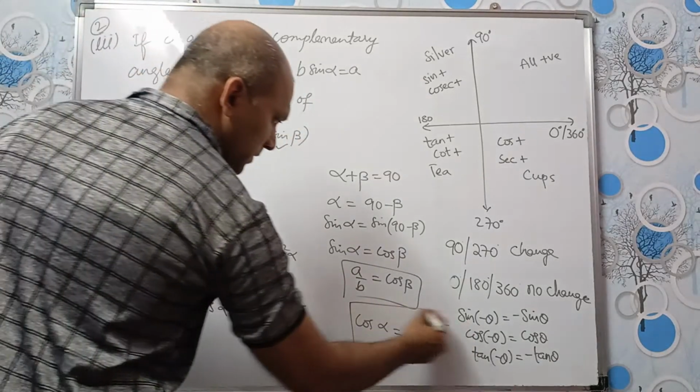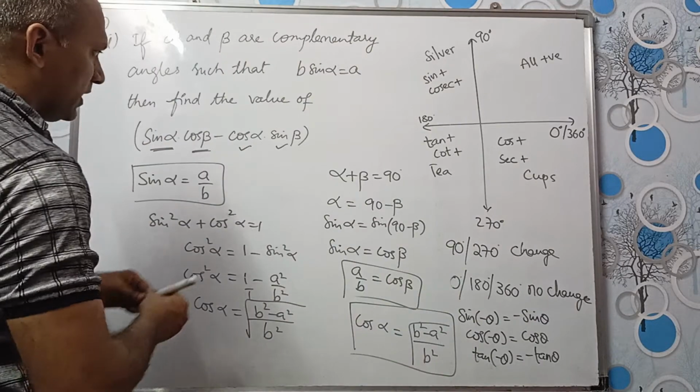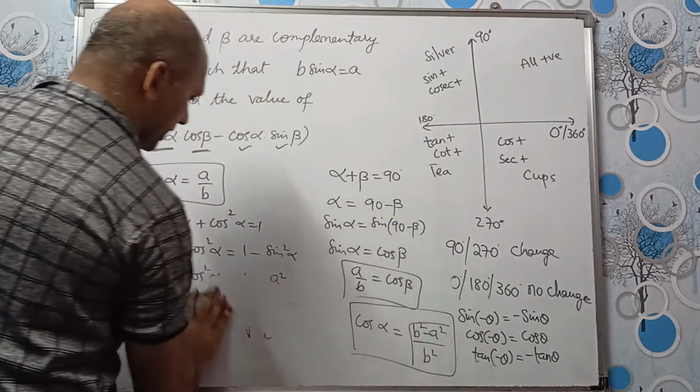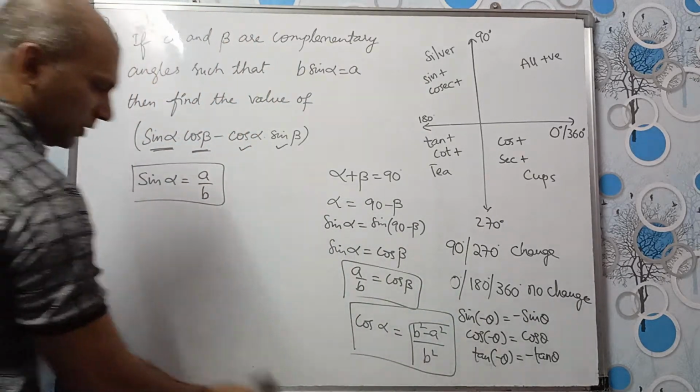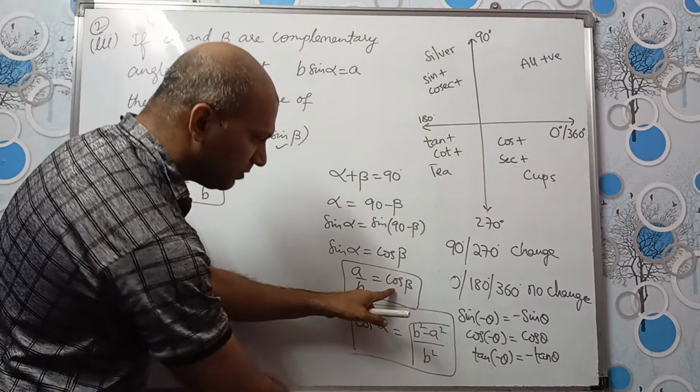Alright, so we have cos alpha is equal to root of b square minus a square, divided by b. Okay, so three terms we got. Let us find sine beta. Sine beta we will find from cos beta.